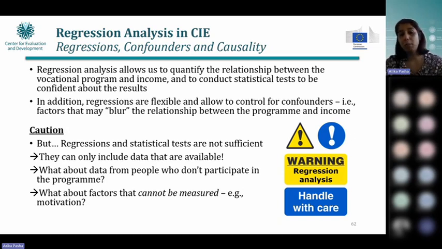Other factors such as motivation cannot be measured. You don't have the data for that. And that's where a CIE method will ensure that you account for these differences and then are able to express your relationship between the treatment, which is the program, and income in a more causal manner, or attribute the increase in income to your program itself.